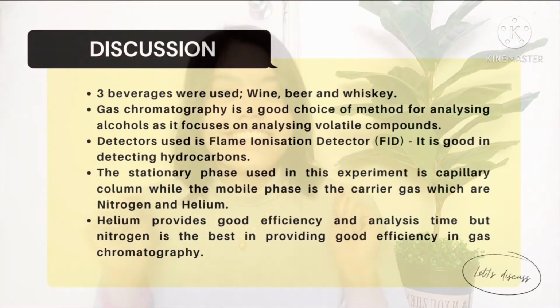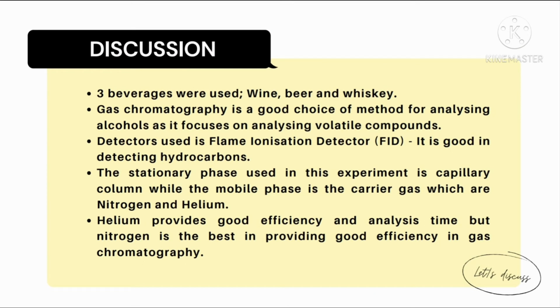So let's get started. For the discussion, there are three beverages used, which are wine, beer, and whiskey. Gas chromatography is a good choice of method for analyzing alcohols, as it focuses on analyzing volatile compounds. It is known that alcohols are volatile compounds. The detector used is the flame ionization detector, or FID, as it is good at detecting hydrocarbons.